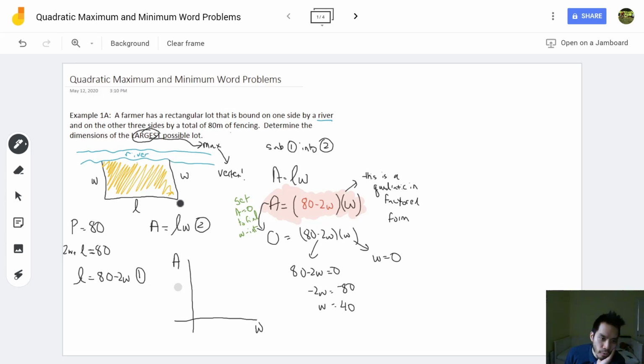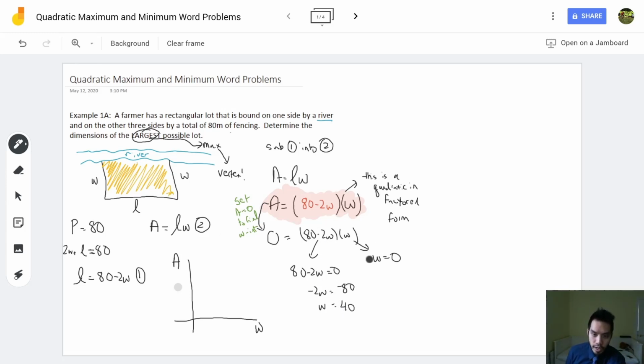If the width here was 40 and this was also 40, and the total perimeter is 80, we're not going to have any more fencing for the length, so we won't have an ability to enclose this rectangle because all our fencing is here, 40 and 40, so we're going to have no area, which makes sense, right? That's what we found here.